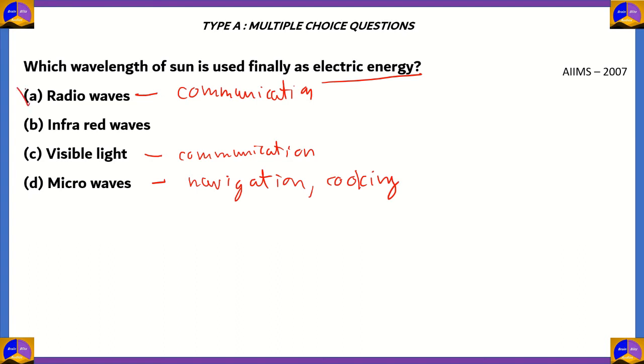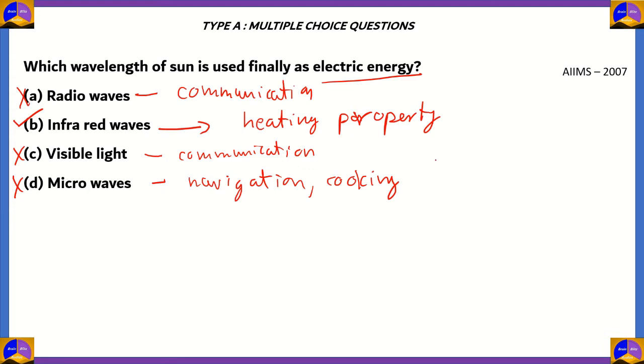So all of these are incorrect. The right answer is option B, infrared waves. Infrared waves have a characteristic heating property, and that's why we use IR from the sun in order to warm our cells.